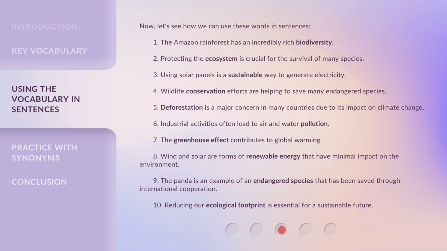5. Deforestation is a major concern in many countries due to its impact on climate change. 6. Industrial activities often lead to air and water pollution. 7. The greenhouse effect contributes to global warming. 8. Wind and solar are forms of renewable energy that have minimal impact on the environment. 9. The panda is an example of an endangered species that has been saved through international cooperation. 10. Reducing our ecological footprint is essential for a sustainable future.